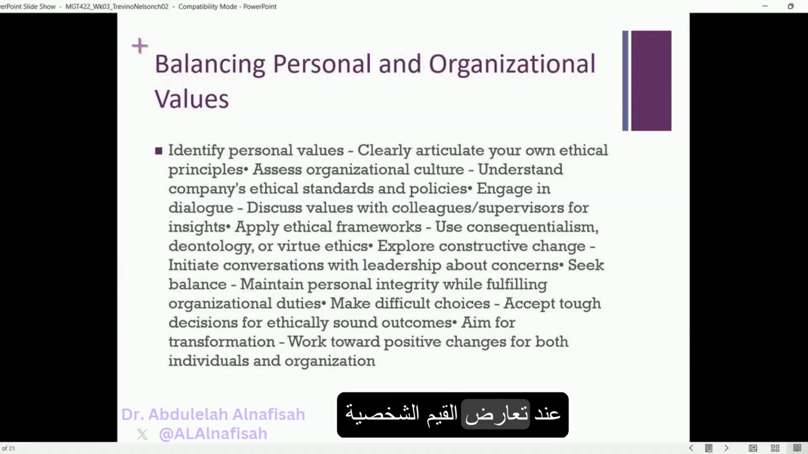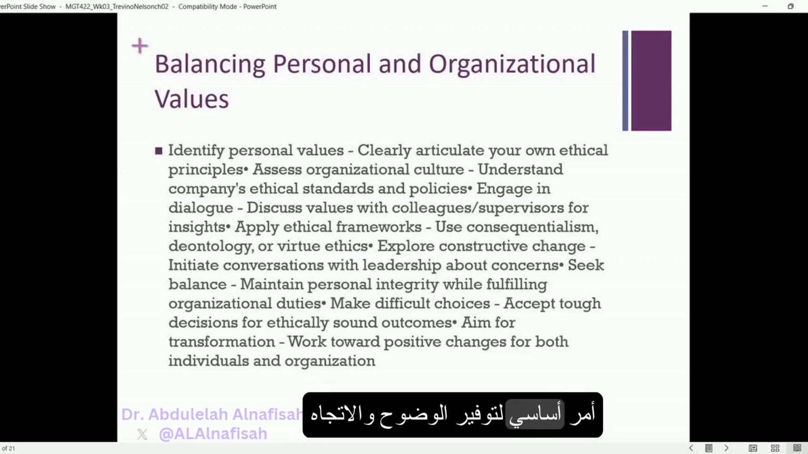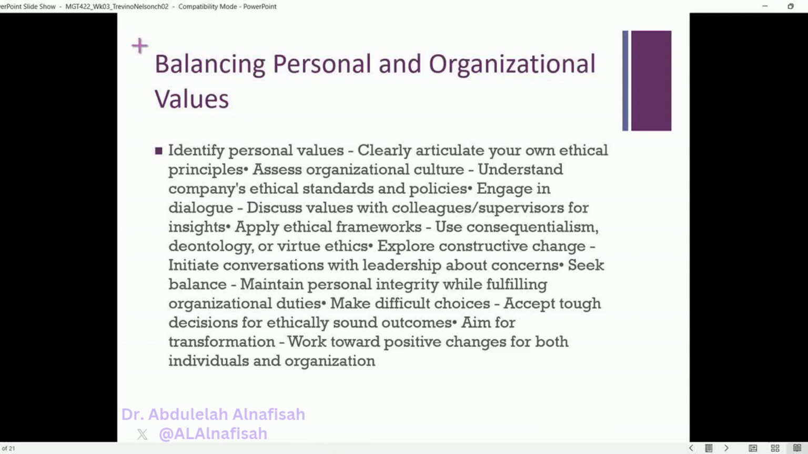Balancing personal and organizational values. When personal and organizational values conflict, determining the most ethically sound course of action requires careful consideration and reflection to avoid compromising core beliefs and responsibilities. The first step is to clearly identify and articulate the personal values that are being challenged. Understanding one's own ethical principles is essential in providing clarity and a direction for making decisions.